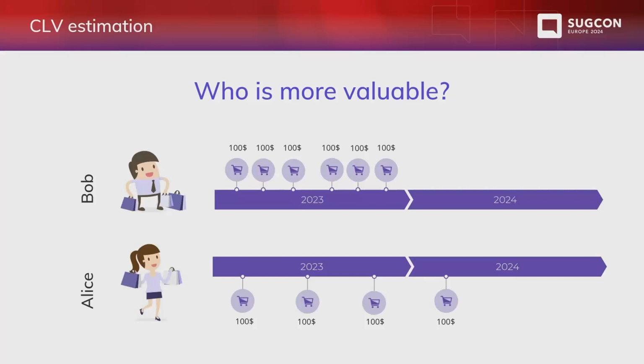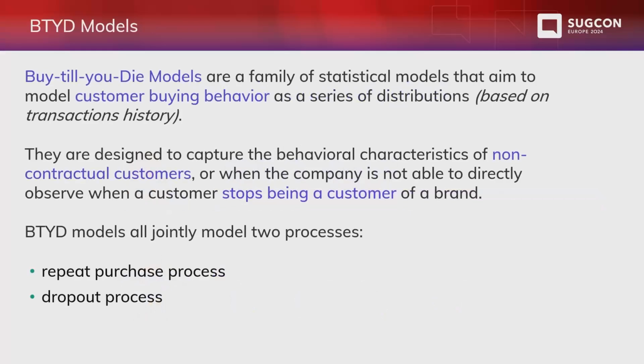Til You Die models capture the non-contractual customer purchase behavior based on their transaction values and transaction history. Let's go to the definition. Til You Die models are a strangely named family of statistical models that aim to model customer purchase behavior. They are designed to capture the behavioral characteristics of non-contractual customers, or in other words, when the company is not able to directly observe when a customer stops being a customer of a brand.